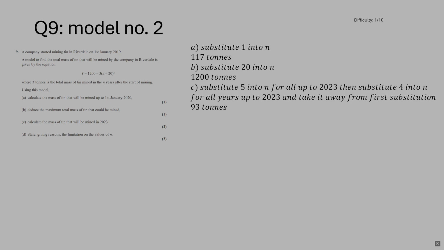And then the limitations of the model, well, you can't make t greater than 20 because it will just become negative, which won't work.